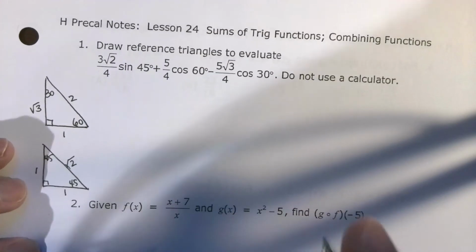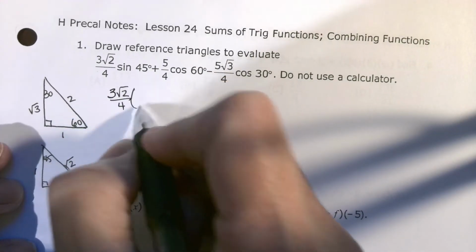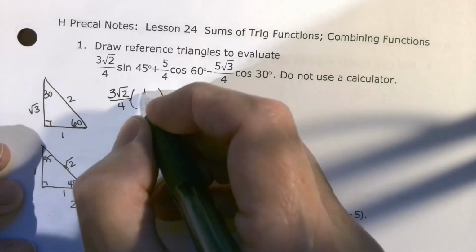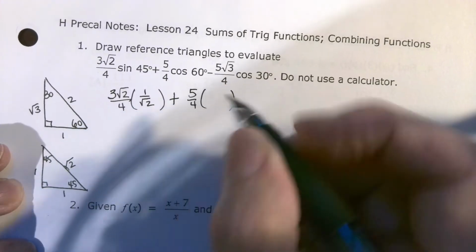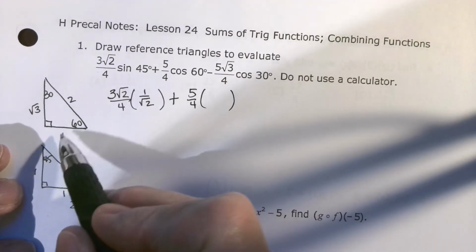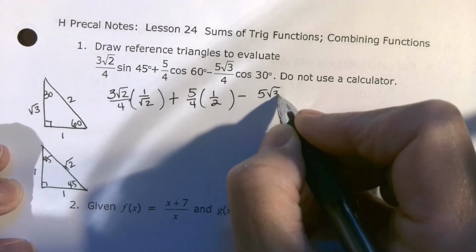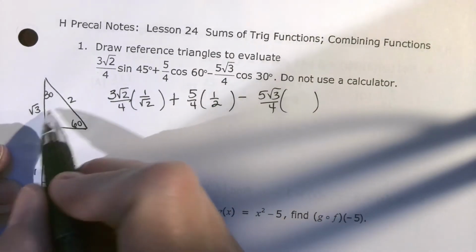Okay, so here I have 3 times the square root of 2 over 4 times the sine of 45. Sine of 45 is 1 over the square root of 2. Plus 5 over 4 times cosine of 60, which is 1 over 2. And then this one's times cosine of 30. Cosine of 30 is square root of 3 over 2.